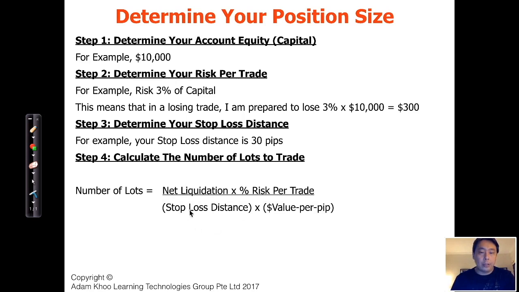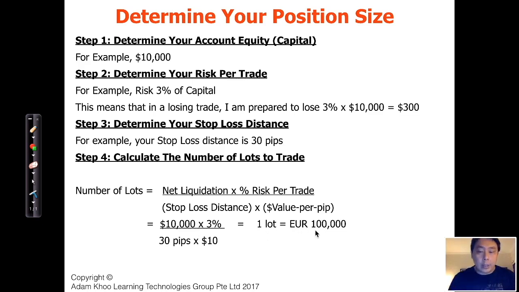Divide by stop loss distance of 30 pips, multiplied by your dollar value per pip. So again, this depends on the currency pair. Now for most pairs which are US dollar denominated, it's about $10, right? So Euro USD is about 10 bucks. So you're just going to use 10 bucks. So 10,000 multiplied by 3%, that's $300. Divide by 30 pips times $10, 300 divided by 300 is one lot.